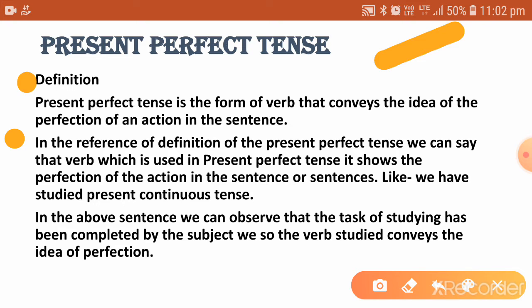The task of study has been completed by the subject we. Yes, students. In the above sentence, we can observe that the task of studying has been completed by the subject we. So, the verb studied conveys the idea of perfection.